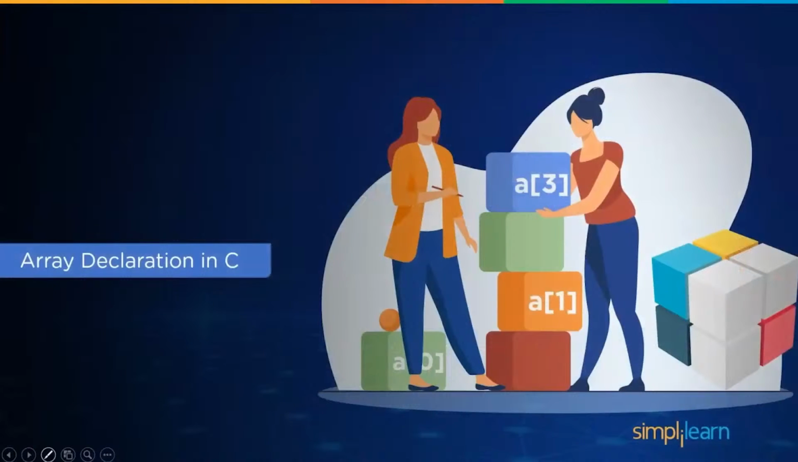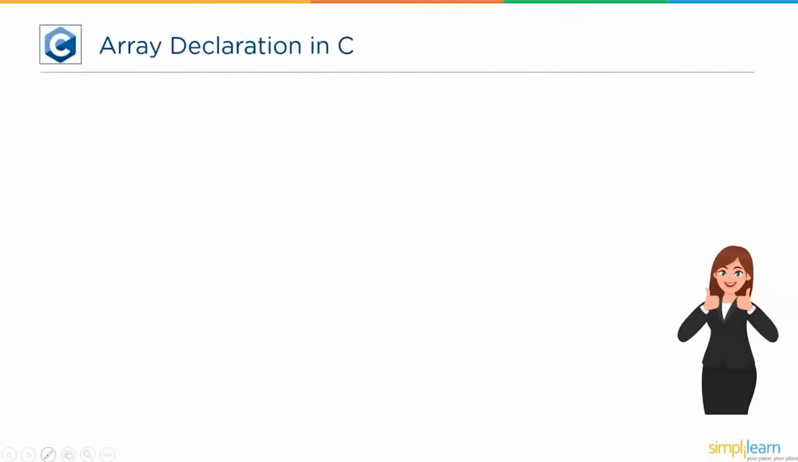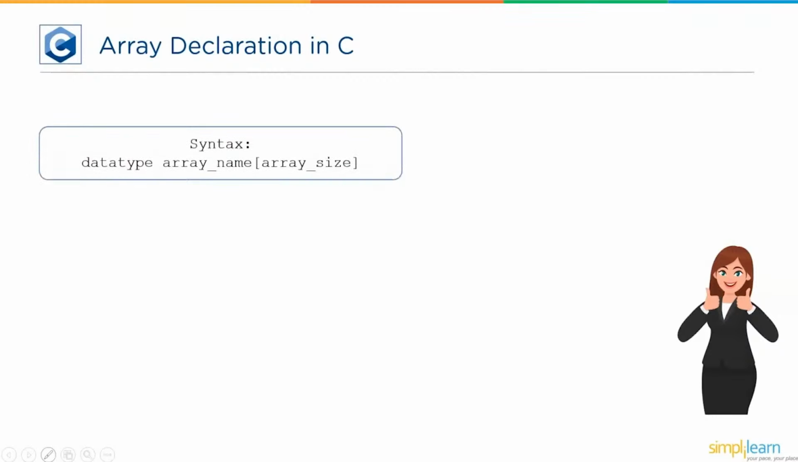Moving ahead, let's understand the array declaration in C. Array declaration is similar to the variable declaration, but in the array declaration, we mention the array size. Let's have a look at the syntax. We have data type followed by array name and the array size. For example, data type could be any type like int, double, float, char, etc.